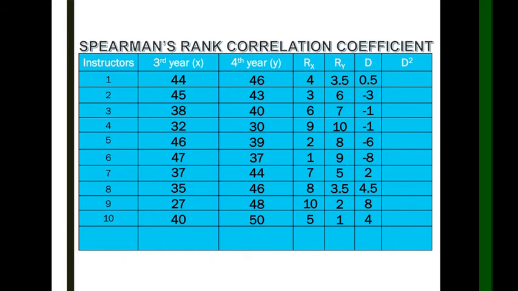For the D squared, each D will be multiplied by itself. So 0.5 times 0.5 is 0.25. Negative 3 times negative 3 is positive 9. Negative 1 times negative 1 is 1. Then 1, 36, 64, 4, 20.25, 64, and 16. The next thing to do is to get the summation of d squared, and that is 215.5. The summation of d squared is the total, or the addition, of all the d squared values. So we add all of these and we get 215.5.